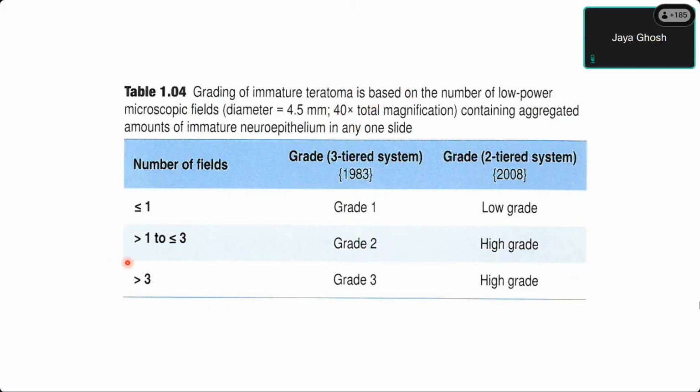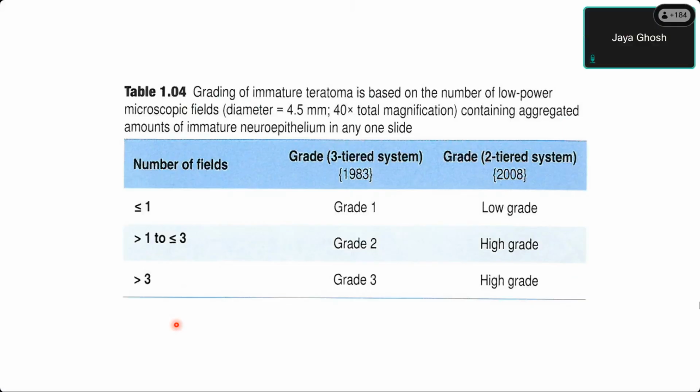If any one slide out of this 18 has more than 4x focus of immature neuroepithelium, I would call it grade 3. So you have to look at every slide. You have to aggregate them together also. Supposing you have a slide where there are small tumor foci, you have to mentally aggregate them into a 4x focus. If it is more than 4x focus in one slide, it becomes grade 2. If it is more than 4x focus in any one slide, it becomes grade 3. So that's how you remember it. It's a very strange kind of a system, but it has stuck around because it's been there for so long.